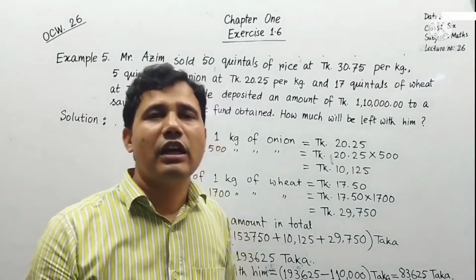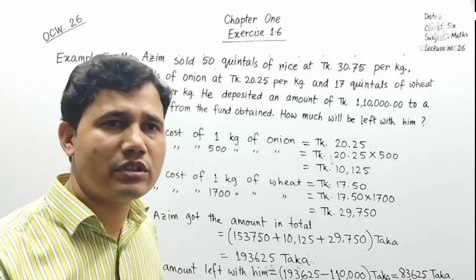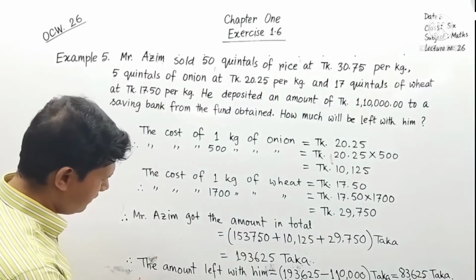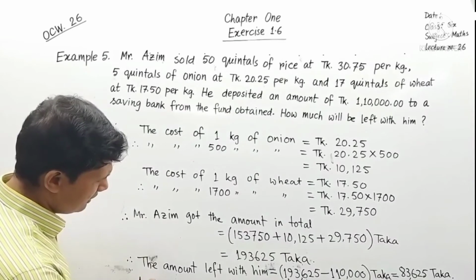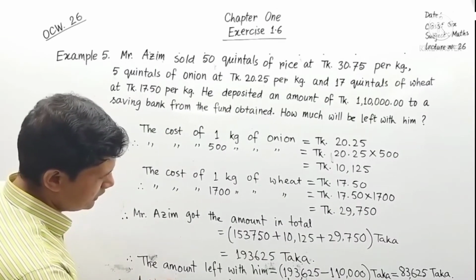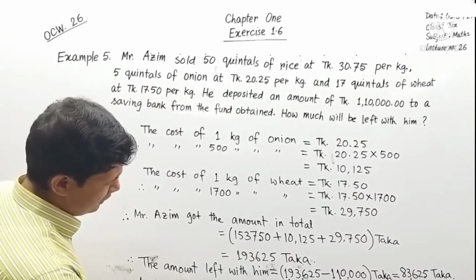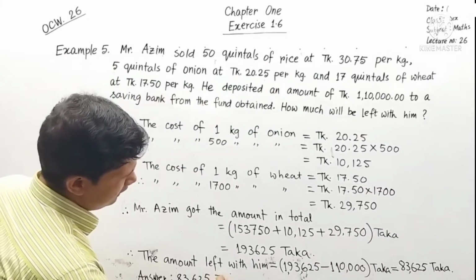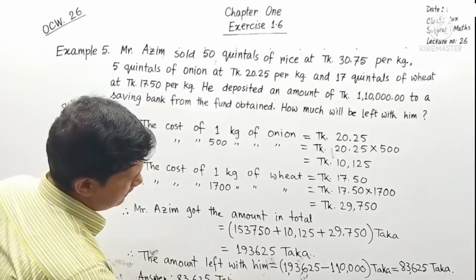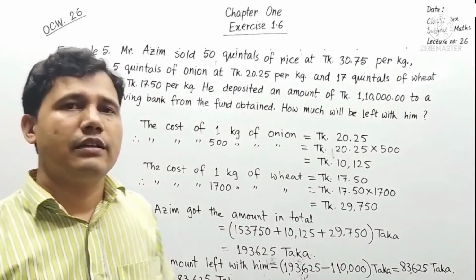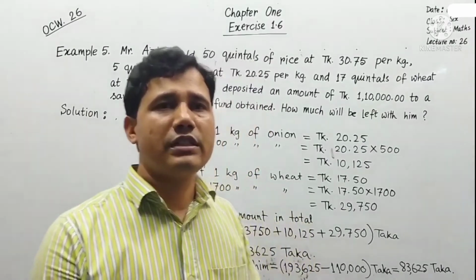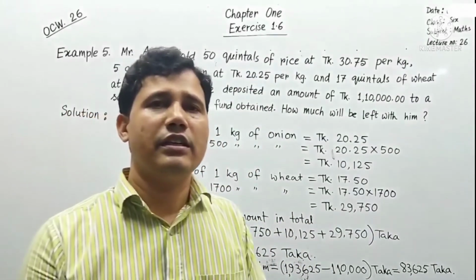Okay? I hope you have understood the sum. Then this is the answer. You write here at the last line. You will write on the answer: 83,625 taka. This is all. This was in your lesson class, in today's class.